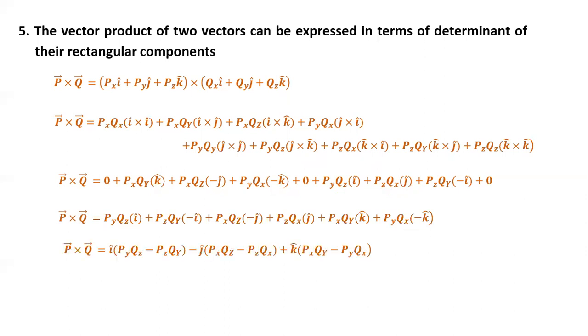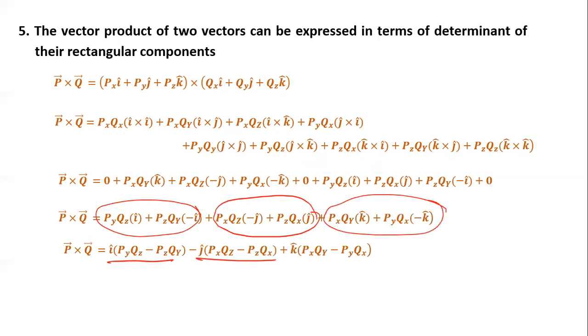Then we can take I cap common from these two, then we get this. Then from these two we take minus J common, as we take minus J common, we get this. And from these two we take K cap plus K cap common, we get this term. And this is the expansion of the determinant.